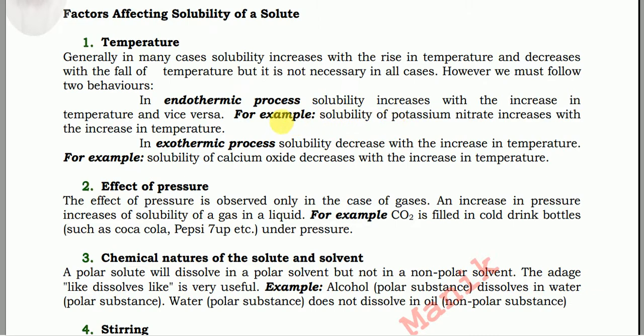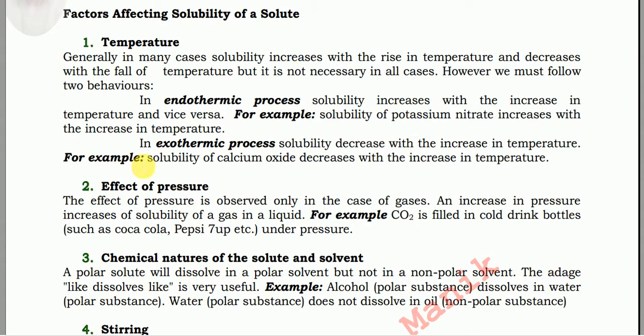On the other hand, in case of exothermic processes, those are processes where the temperature increases. The process that produces heat is known as an exothermic process. In case of an exothermic process, the solubility decreases with the increase in the temperature. That means if we increase the temperature, the solubility decreases. On the other hand, if we decrease the temperature, the solubility increases.